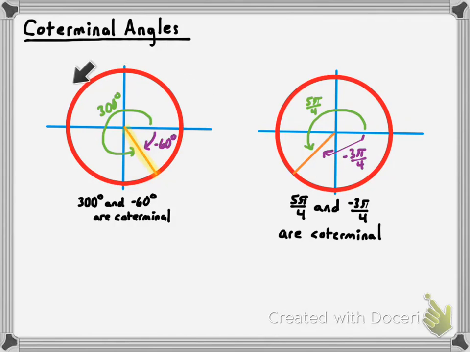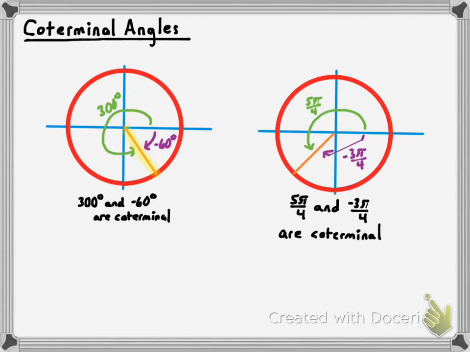And it turns out you'd have to go around the circle one time entirely to get back to the same point, wouldn't you? So if you take negative 60 degrees and you go counterclockwise around the circle one time, that gets you to 300 degrees. And when you go around the circle one time, you've gone 360 degrees, haven't you?